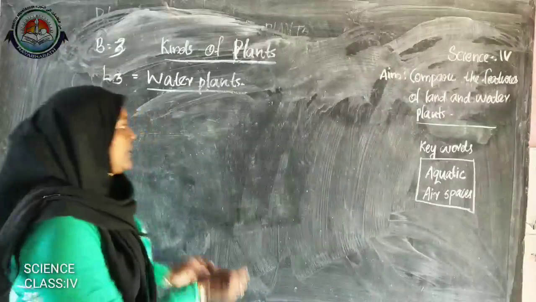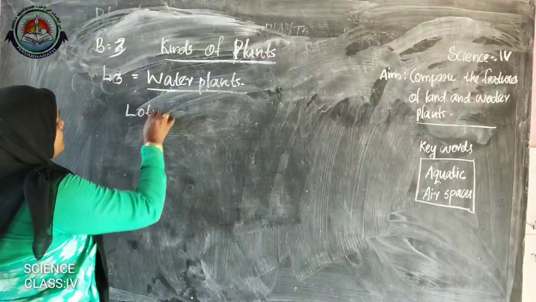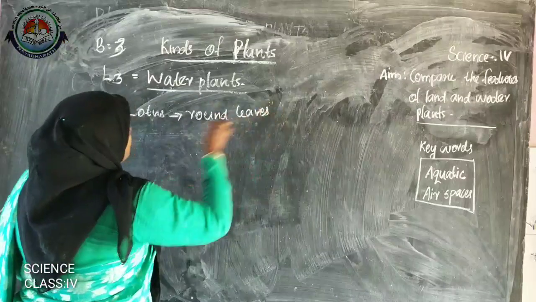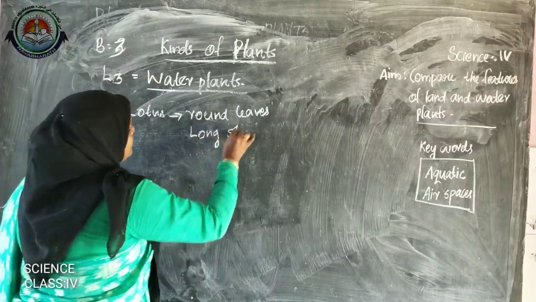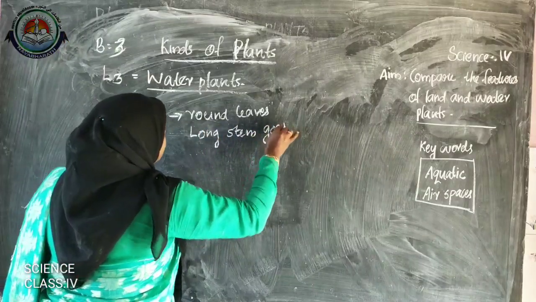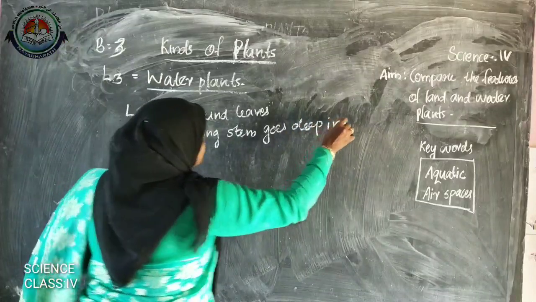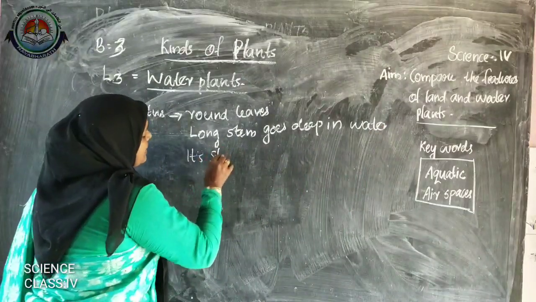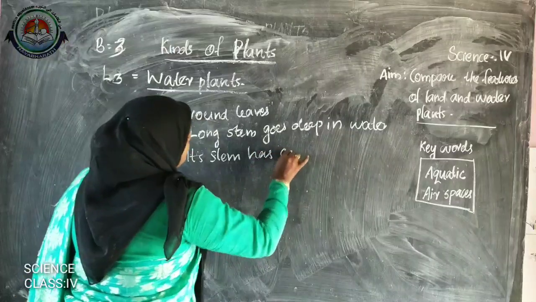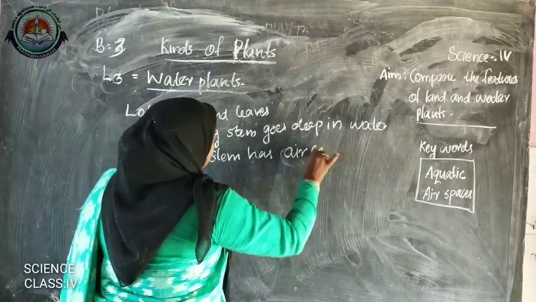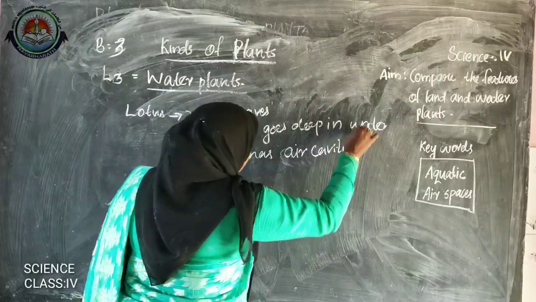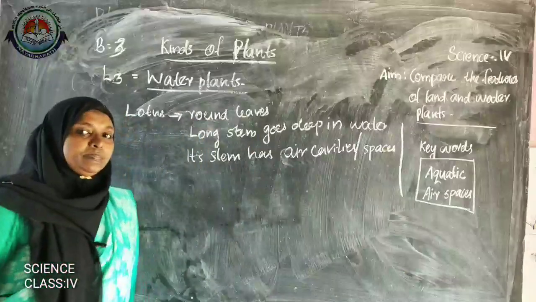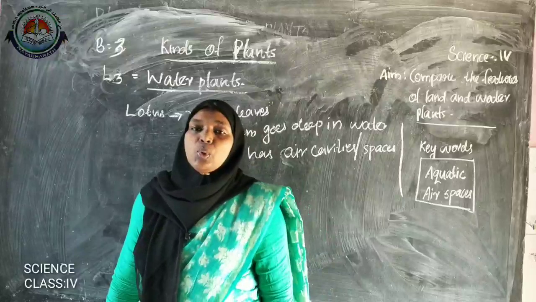What did we study? Lotus plants have round leaves, long stem, goes deep in water, then its stem has air cavities or air spaces. These are the two unique features of lotus plant.